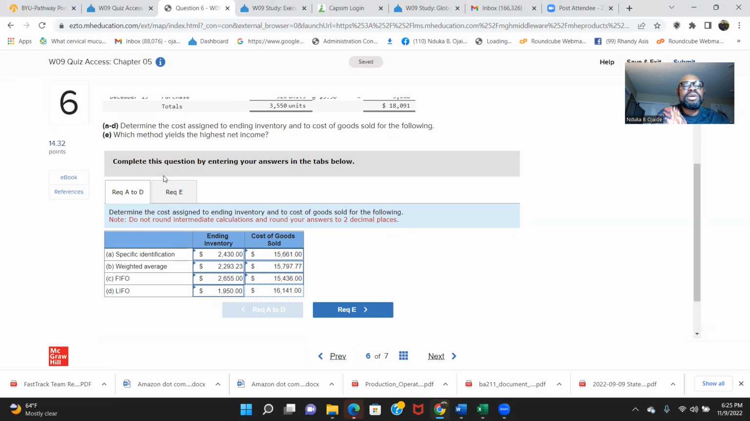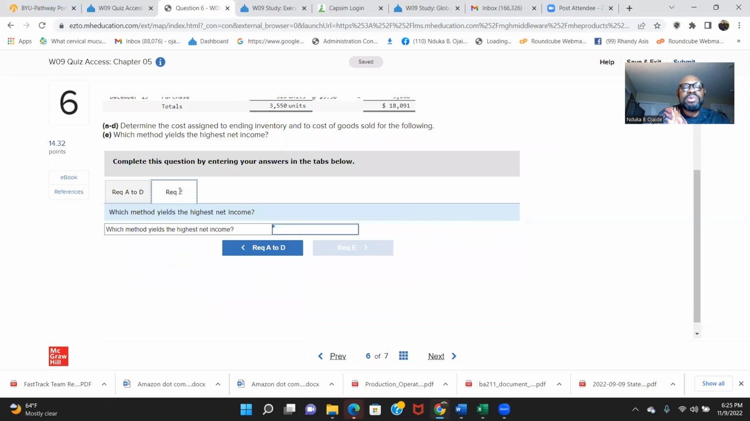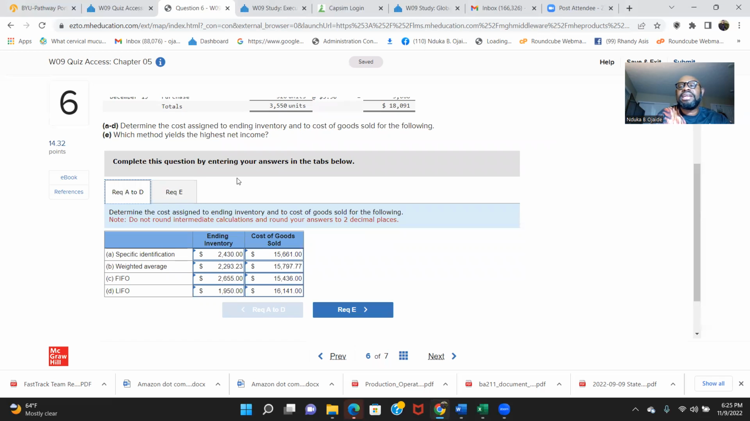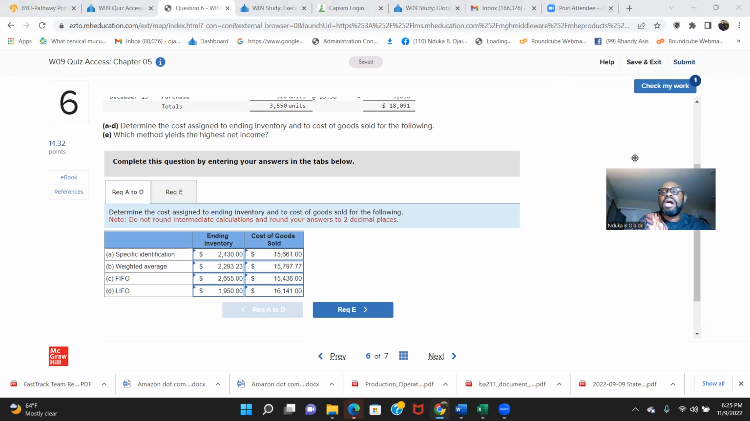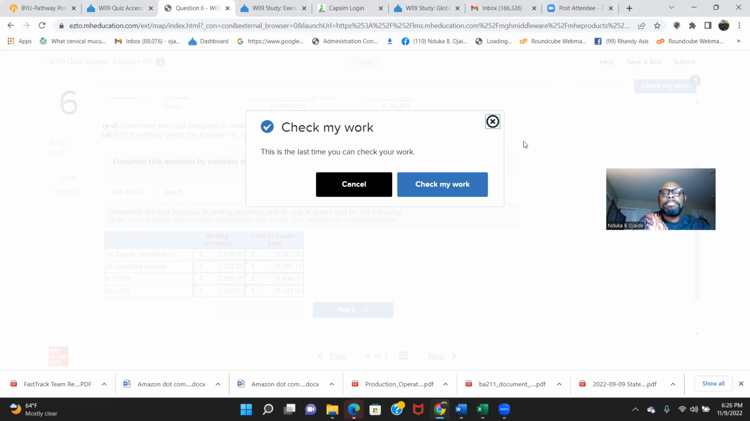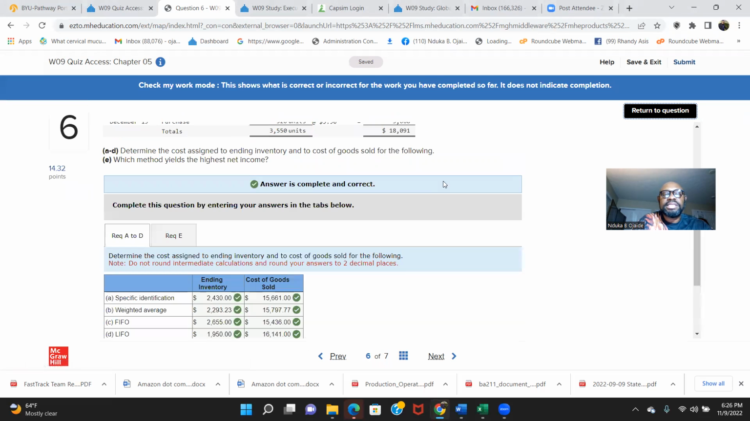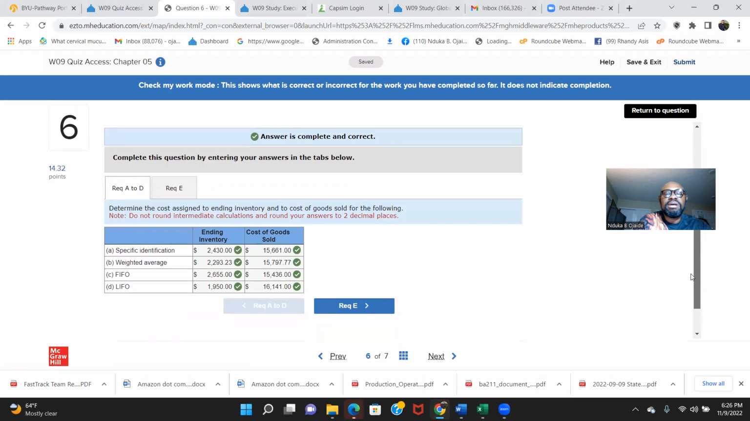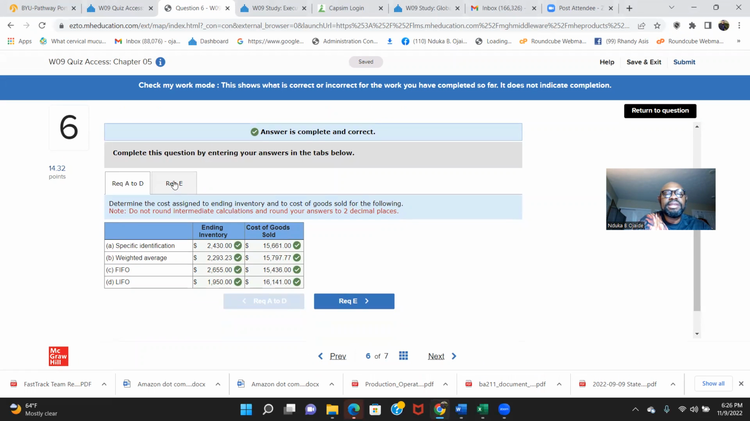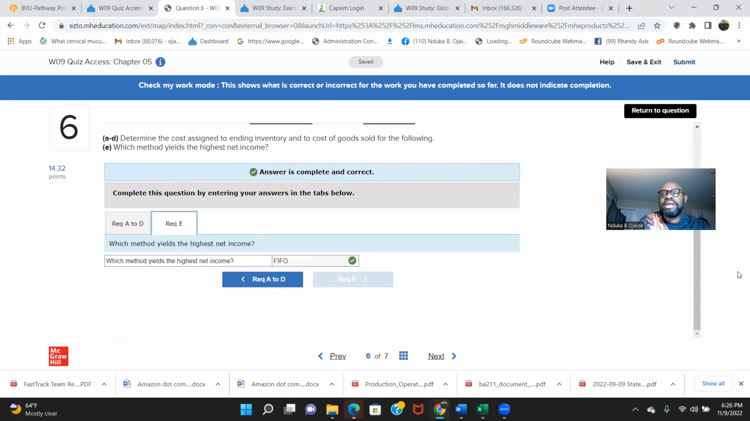And then the second question here is, which method yields the highest net income? If you look at it here, FIFO is the one that yields the highest net income of 655. So you go to the next one and say FIFO. And then you come back and do your check to see whether you're correct or not. If you do your check, it will give you what it's supposed to be. See, I told you that we got all of the questions right. The figures were right, and if you go to the next one, FIFO is right.